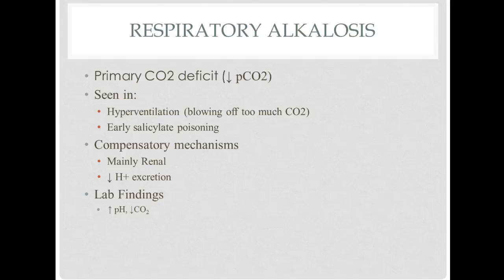Respiratory alkalosis. This is a primary CO2 deficit. It's seen in hyperventilation, blowing off too much CO2, and early salicylate poisoning, so when you first overdose on aspirin, it would cause this. Some of the compensatory mechanisms are renal, or decreasing hydrogen excretion. The lab findings here are an increased pH and a decreased CO2. Something we don't see as often as the respiratory acidosis.